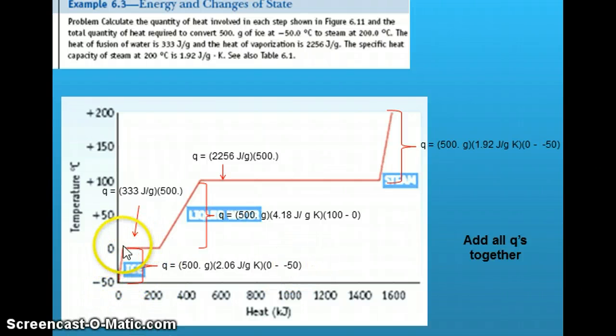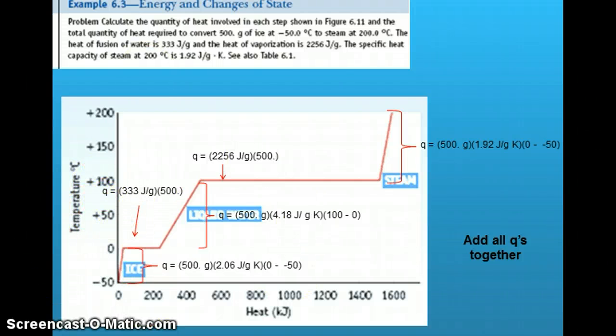All right. How much energy does it take to get through this part? Well, the amount of energy there is going to be 333 joules per gram times the number of grams that you were heating up, 500. So to use the heat of vaporization or the heat of fusion, you just have to take that value and multiply it by the mass of substance that you're heating up.